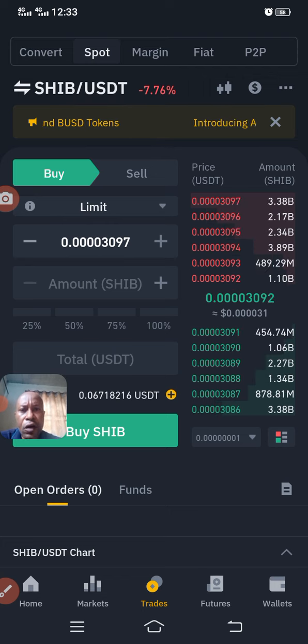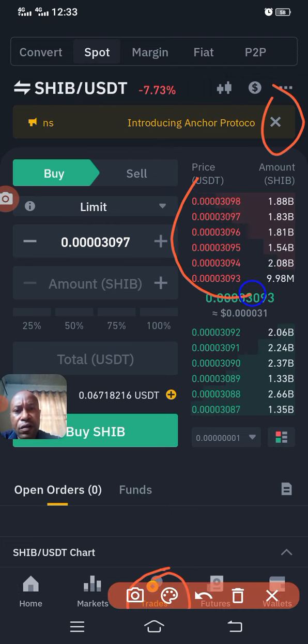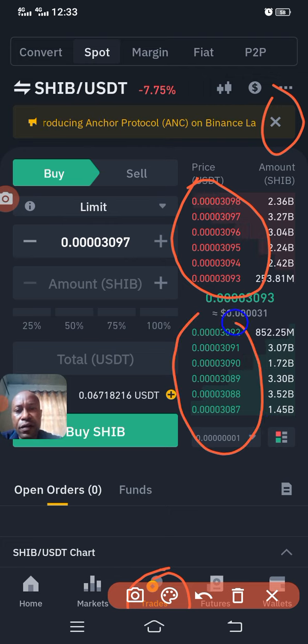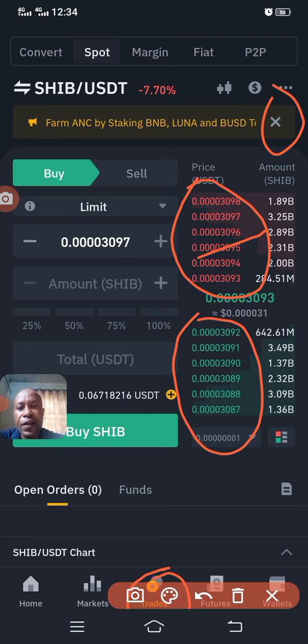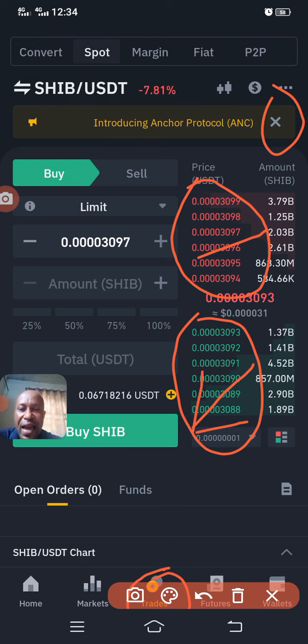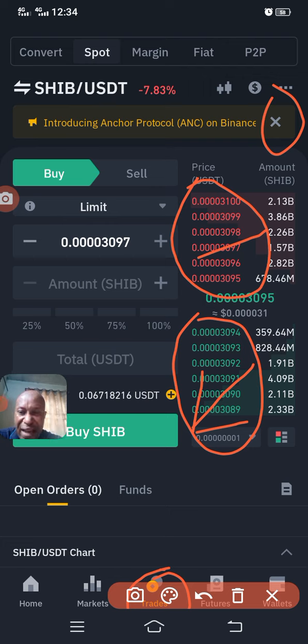Now, this area and this area are two different areas. This is the price. The first one is the amount the sellers want to sell. And the green one is the amount that buyers are willing to do what? Buy. The amount they are willing to buy. This is what we call the order book.